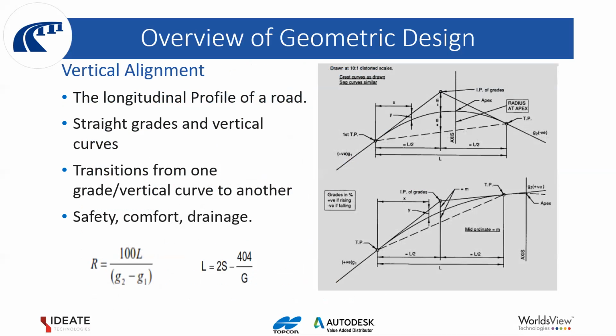So not only are we going to consider the horizontal alignment, we're also considering the vertical alignment, which is basically the longitudinal profile of the road. That is the straights, the grades, the vertical curves, and the transitions, which allow one to transit from the grade, that's the tangent, to the vertical curve, or from one vertical curve to another, that is either sag or crest. That diagram just illustrates what we are talking about in terms of vertical alignment.